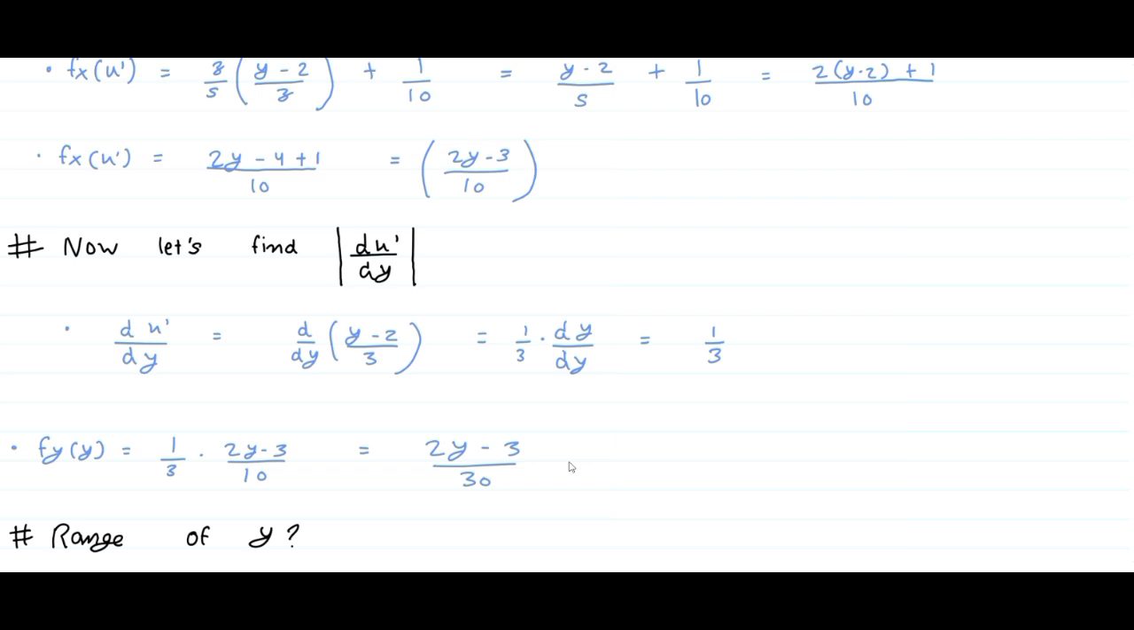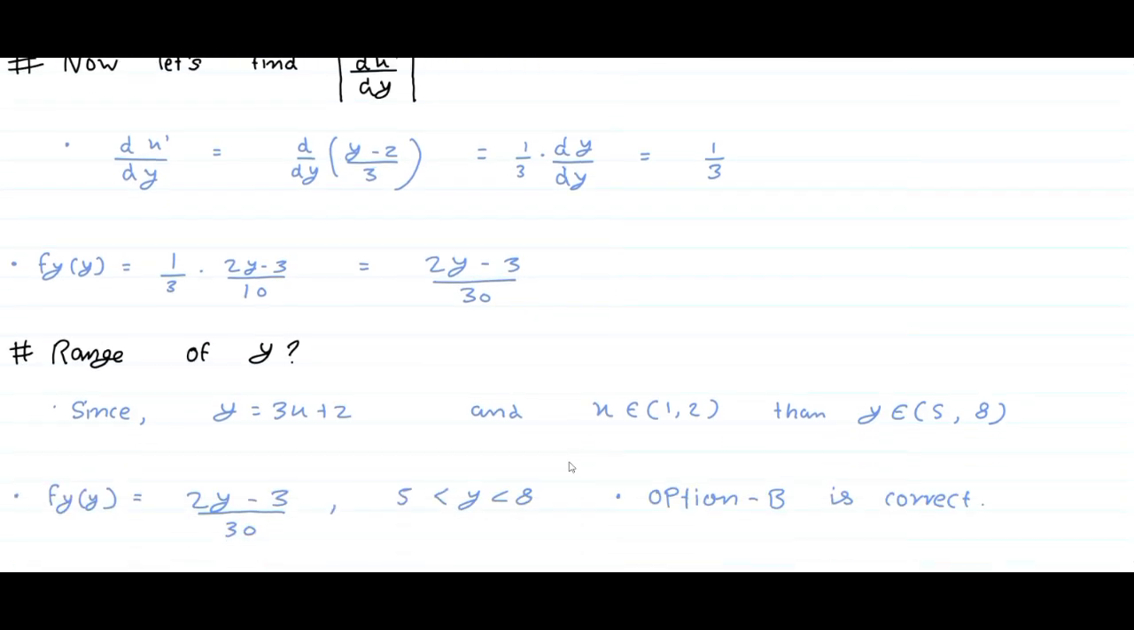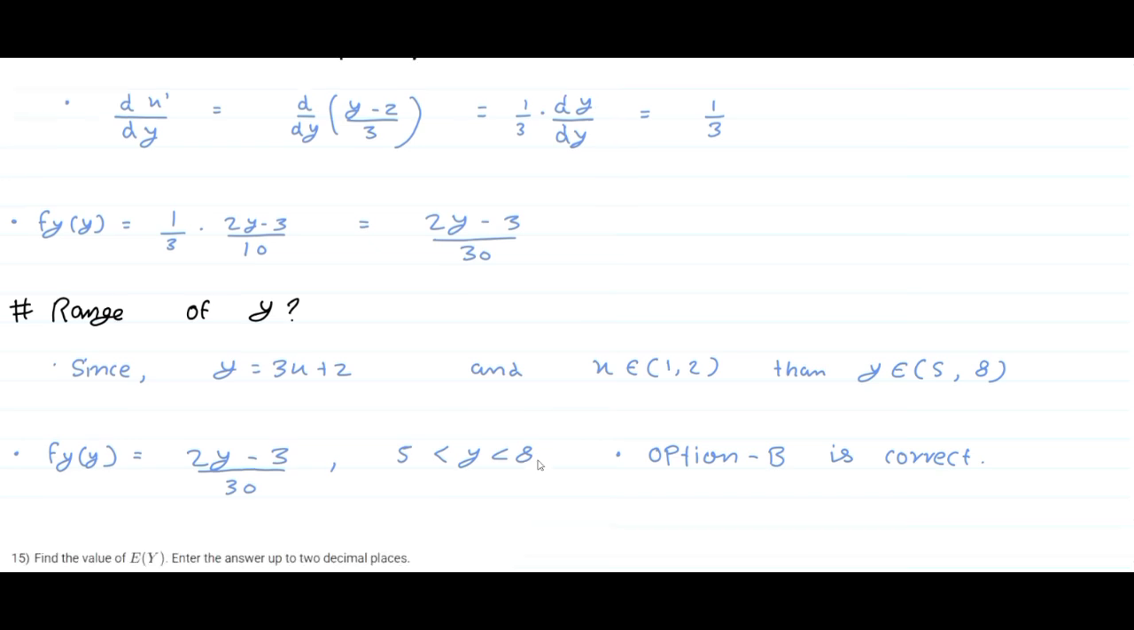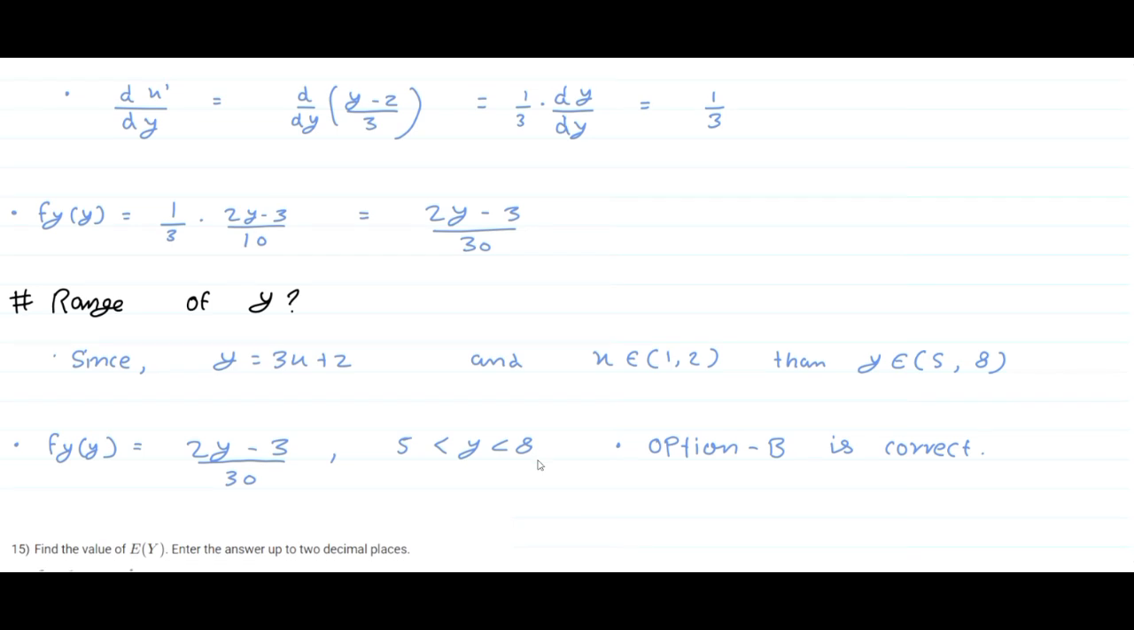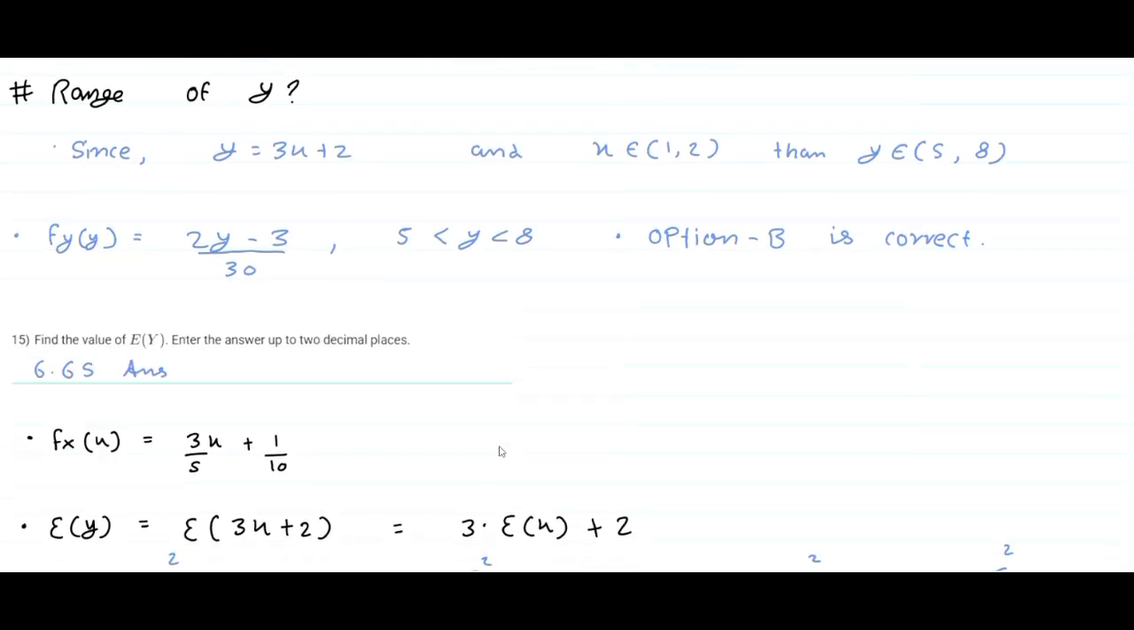Let us see the range of y now. Since y is equal to 3 times x plus 2 and the range of x is 1 to 2, the range of y will be 5 to 8, which is basically 3 times the old range of x plus 2. Now f of y is equal to (2 times y minus 3) divided by 30 and the range of y is 5 to 8. Hence the option. Now let us move towards question number 15.